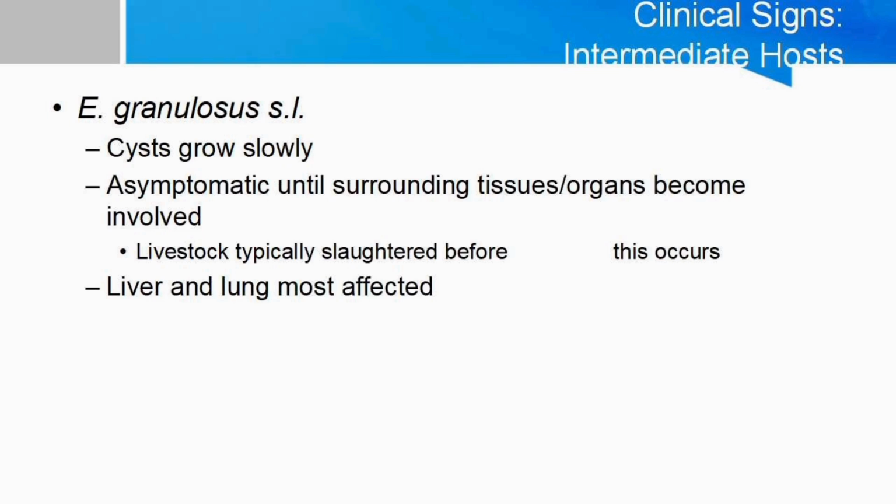There is little information on natural infections with Echinococcus granulosus in domestic animals. The cysts grow slowly and are usually asymptomatic until they are large enough to put pressure on adjacent tissues and organs. Livestock are often slaughtered before this occurs. If clinical signs are seen, they are those of mass lesions and vary with the organs affected. Most cysts are found in the liver and lungs, but they may also occur in many other organs.